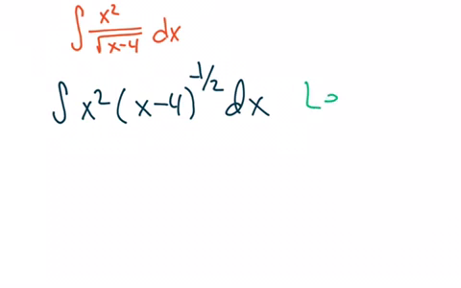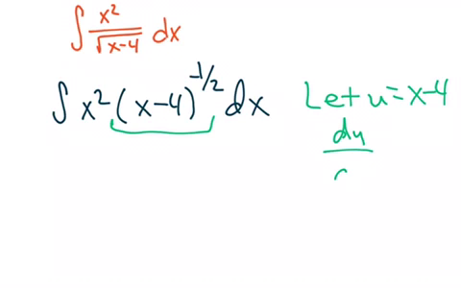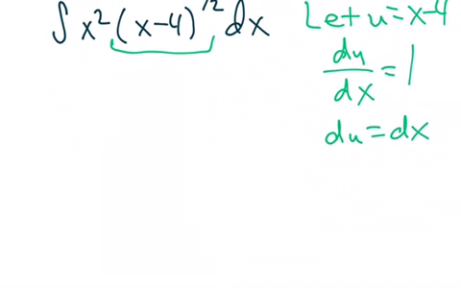Well, I'm going to say let u equal x minus 4. We tend to go after the one that's more complicated. So du dx equals 1. Derivative of x minus 4 is just 1. So du equals dx. And as you learned from the previous problem, when this happens, we go ahead and take u, which is x minus 4.